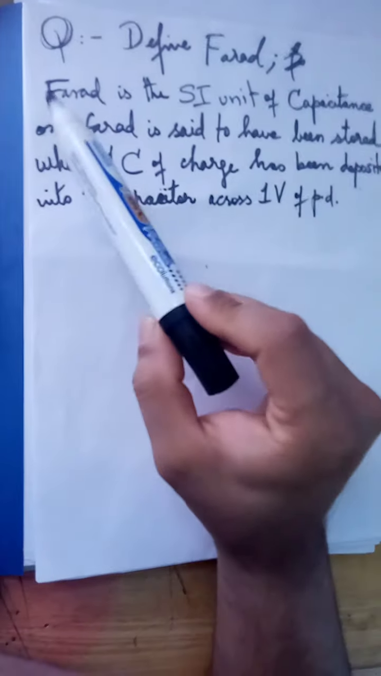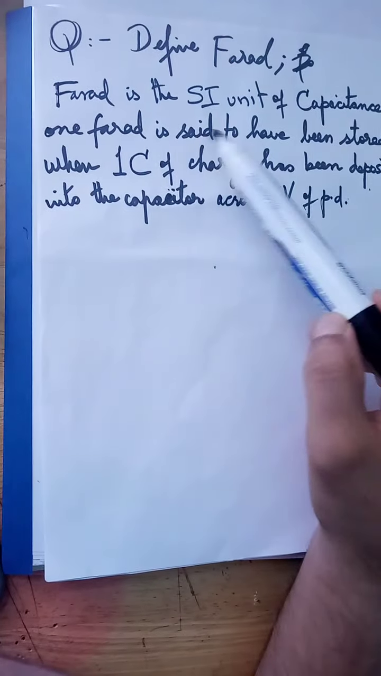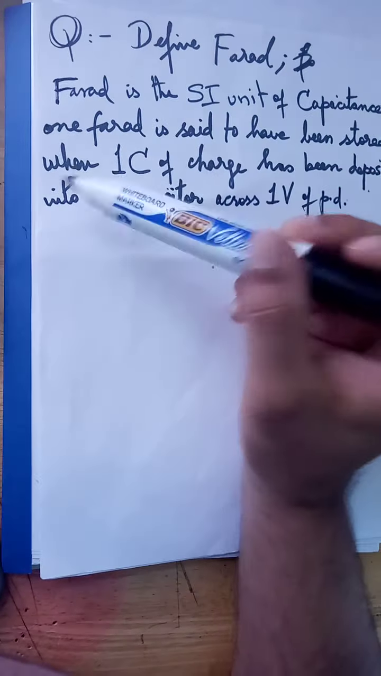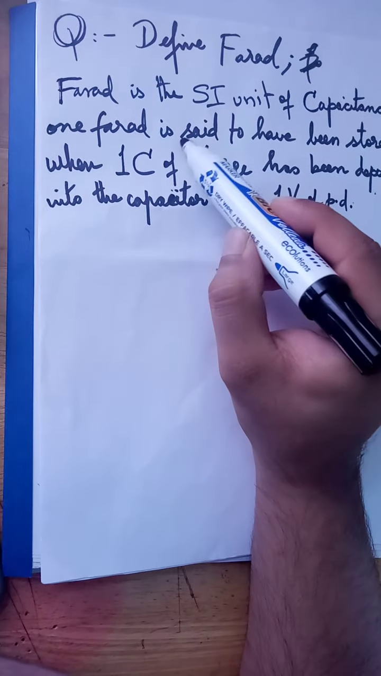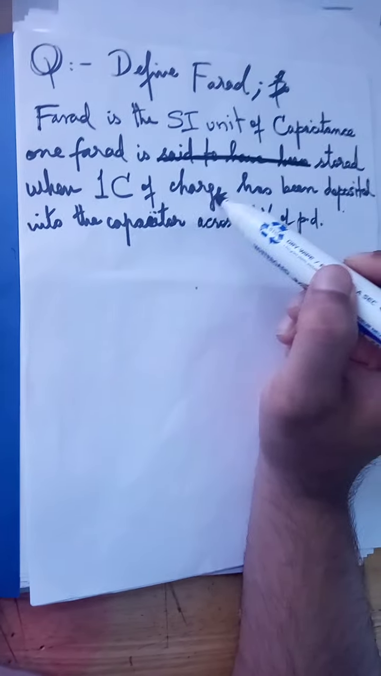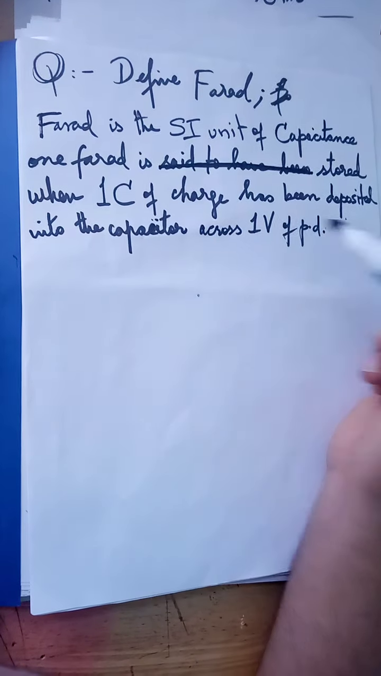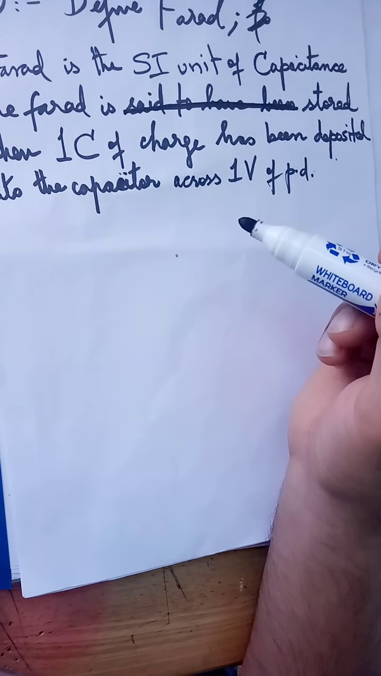And if it comes as a question in an A2 exam paper, this is what you have to write. Farad is the SI unit of capacitance, and 1 farad is stored when 1 coulomb of charge has been deposited into the capacitor across 1 volt of potential difference.